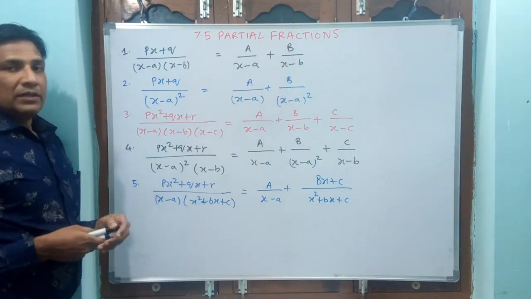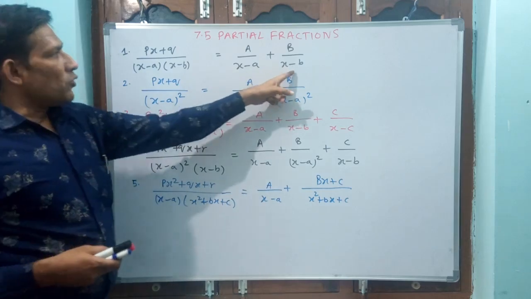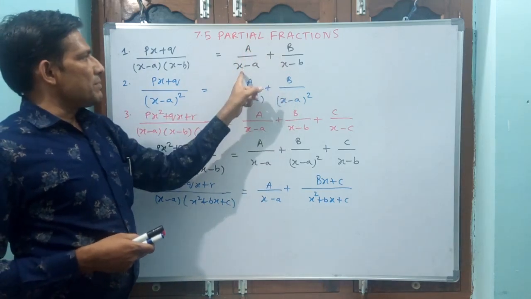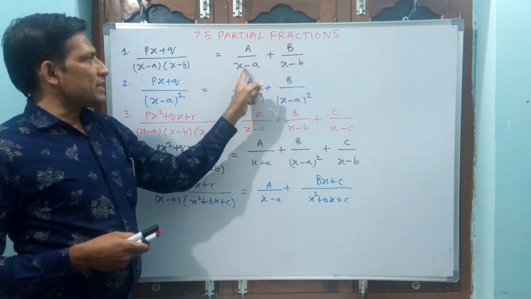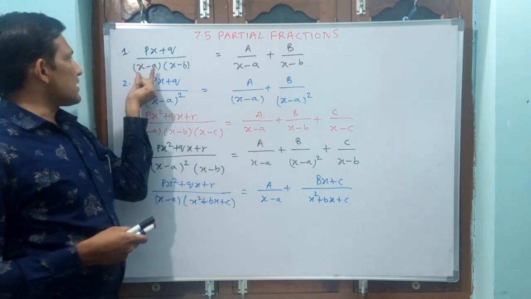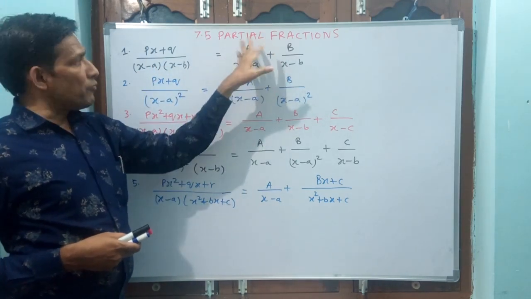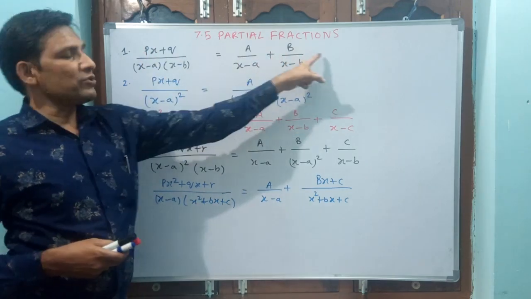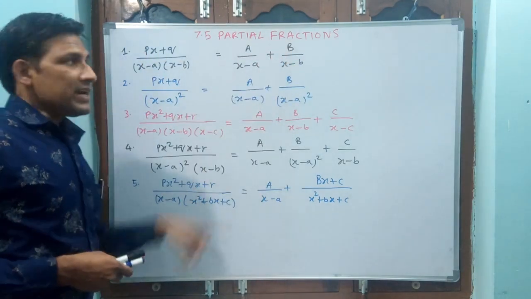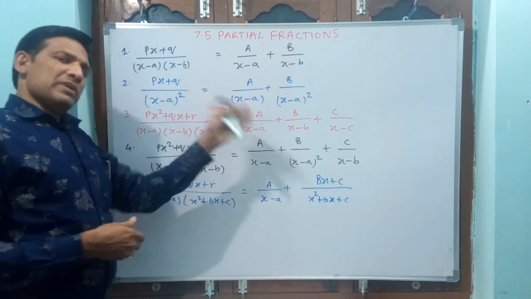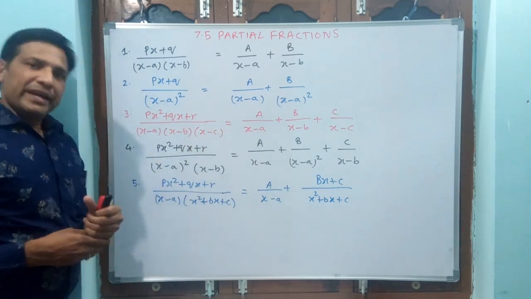See here, if you cross multiply, A into (x minus b) plus B into (x minus a), divided by (x minus a) into (x minus b). You need not take the denominator. After cross multiplication, you can equate the numerator only to px plus q. Then we will get the values of A and B, and we will easily get this integral.